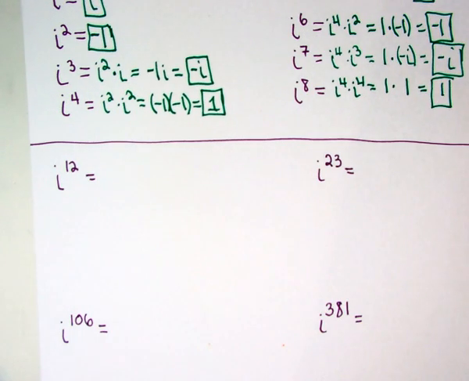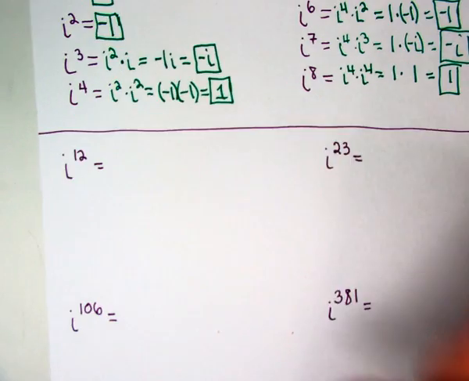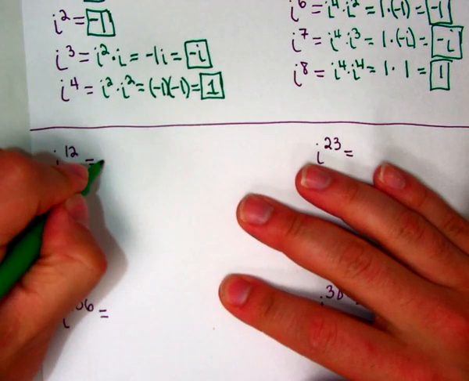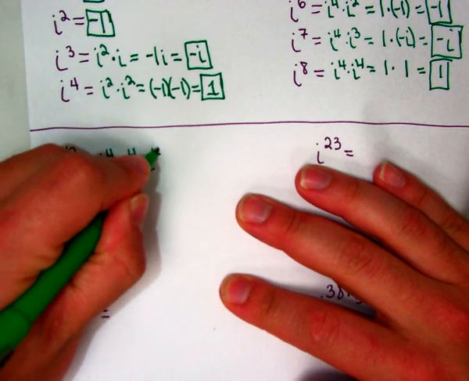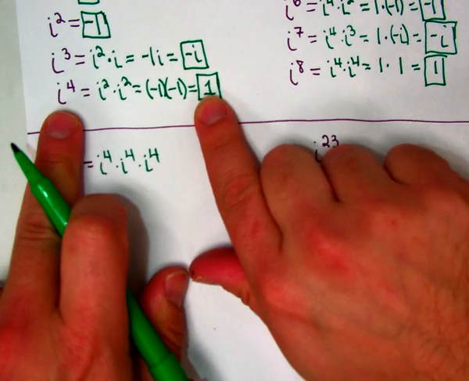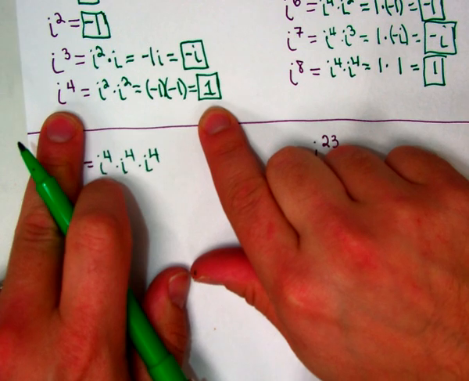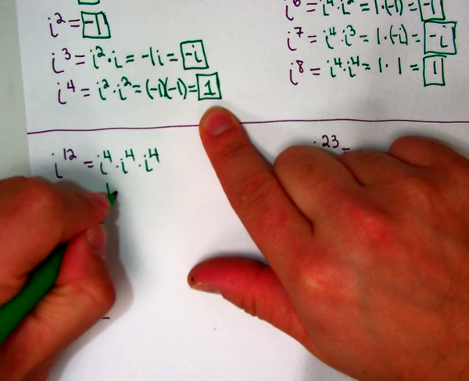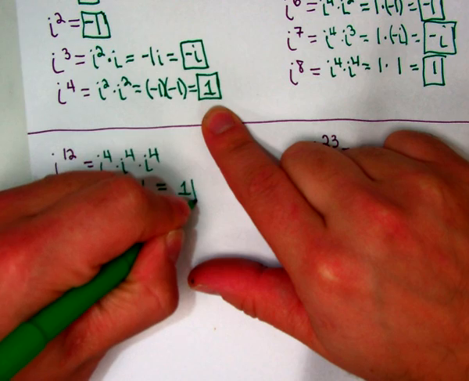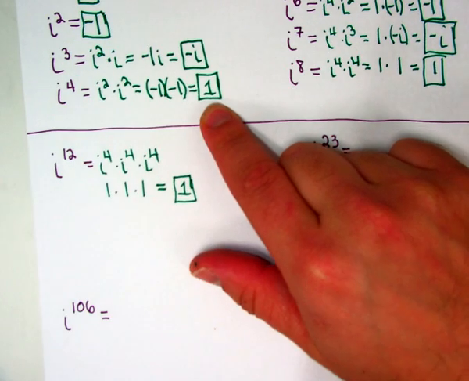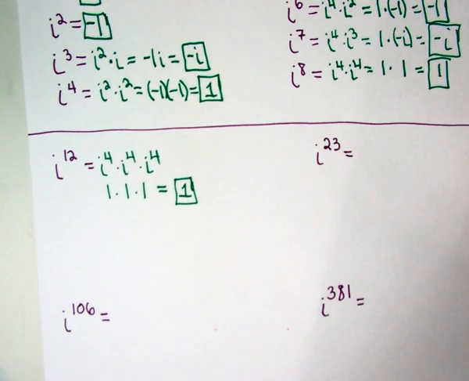Well, if we took i to the 12th here, we could break this up and say it's i to the 4th times i to the 4th times i to the 4th. I'm using i to the 4th because we know that this is equal to just a 1. Real easy to work with. So this is like saying 1 times 1 times 1, which simply equals 1. So i to the 12th power is going to equal 1.